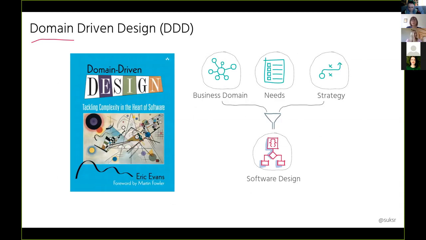When talking of software quality, I would like to talk about domain-driven design, a development philosophy defined by Eric Evans. And domain-driven design comes with the core statement: to build better software, its software design is supposed to be aligned to the business domain, to the business needs and the business strategy.